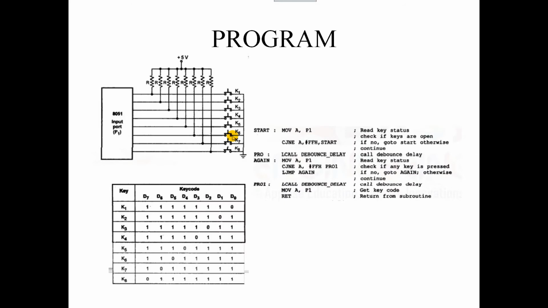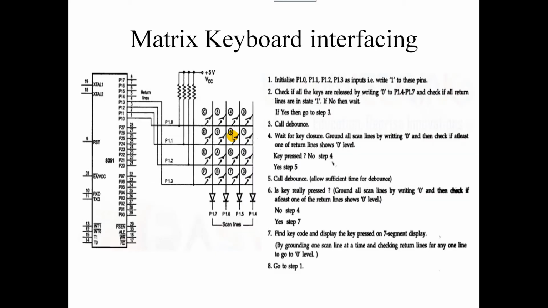So in order to reduce the required pins and allow the usage of more keys, we are going for the matrix keyboard. This is the matrix keyboard where we will have the numbers 0 to 9 and the letters A to F.